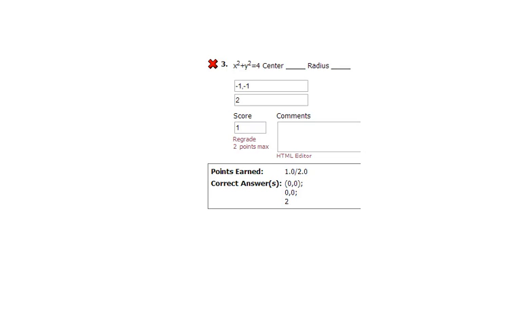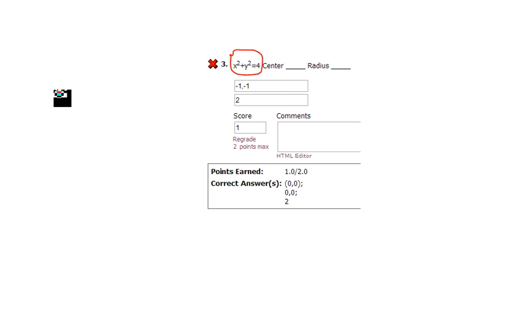Okay, I'm going to go over number 3 from lesson 9.6. What we're doing here is trying to find the coordinates of the center of a circle whose equation is represented by x squared plus y squared equals 4. And then we also want to find what the radius is.